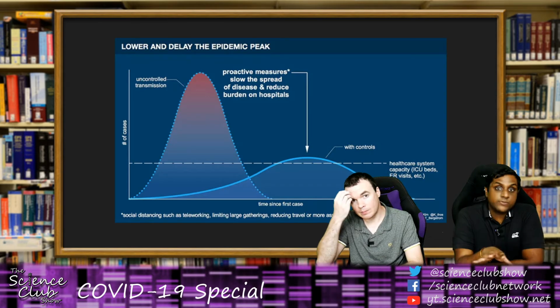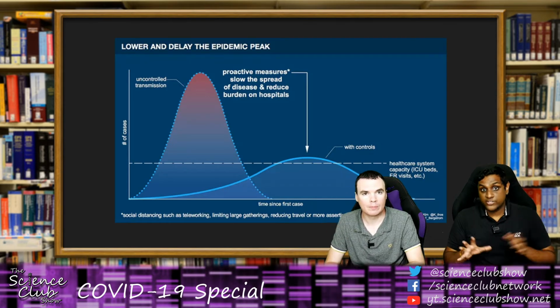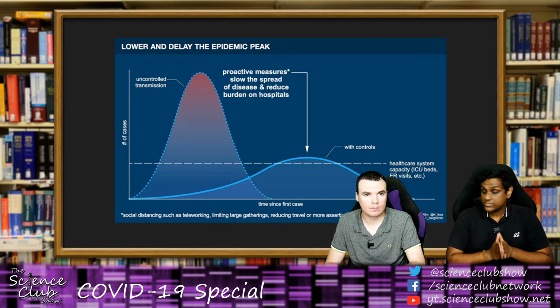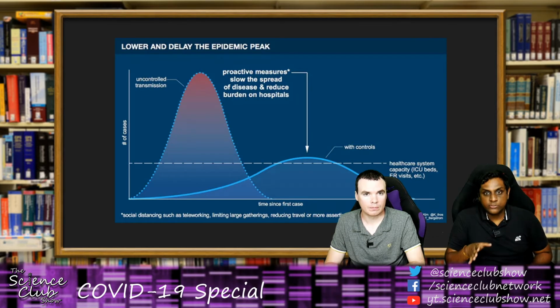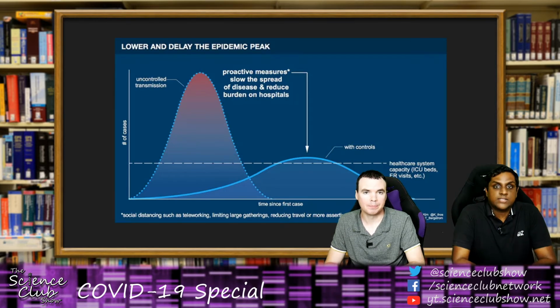Absolutely. So you probably would have seen this infographic spread around Facebook and social media, and it is probably the most important infographic we have now. If we have a look at the graph, we can see two curves, and on the y-axis, which is the one going vertical, that's the number of cases. And at the bottom is time, since the first curve.